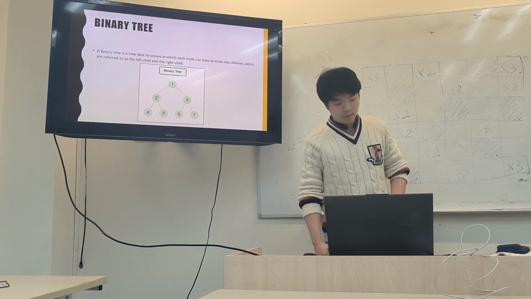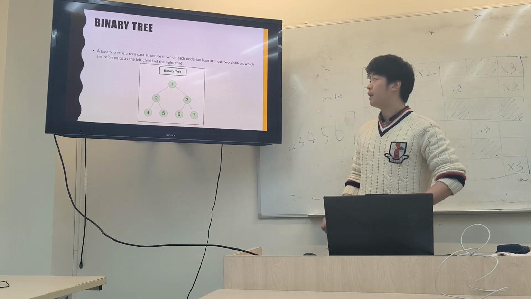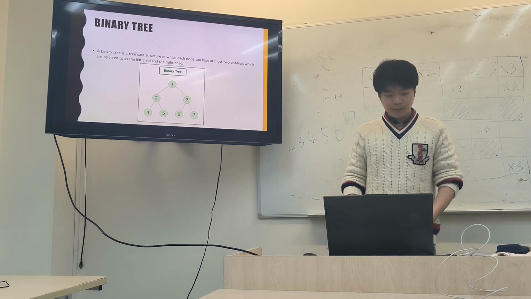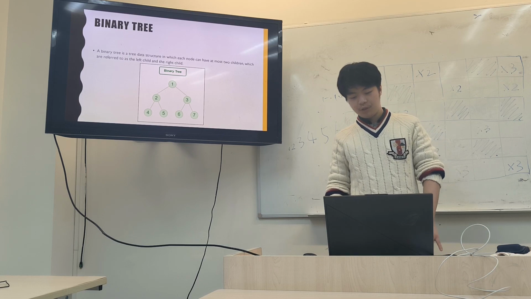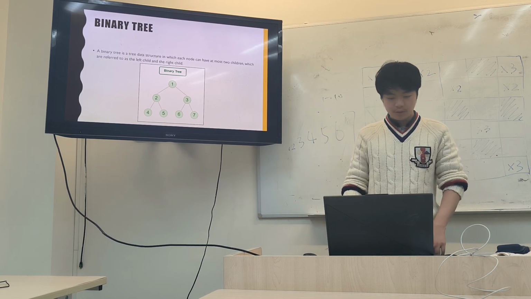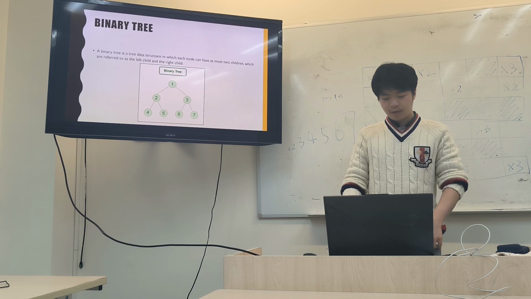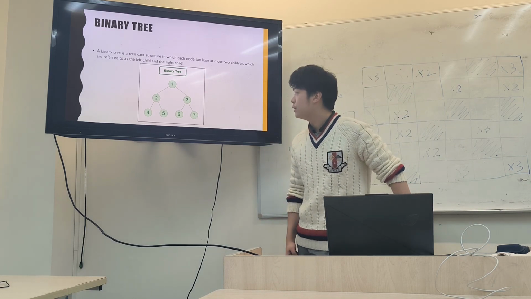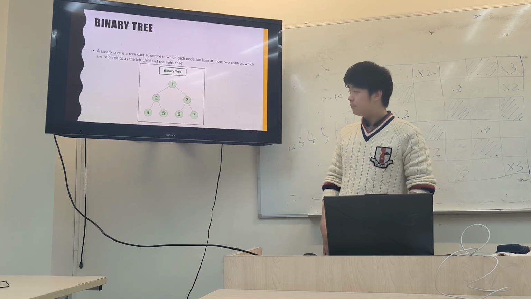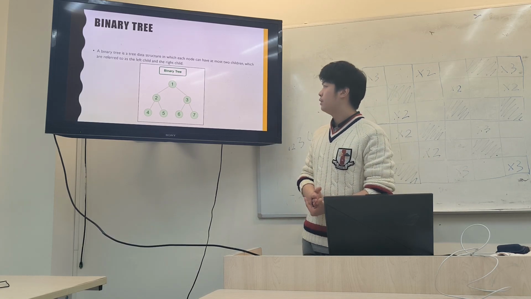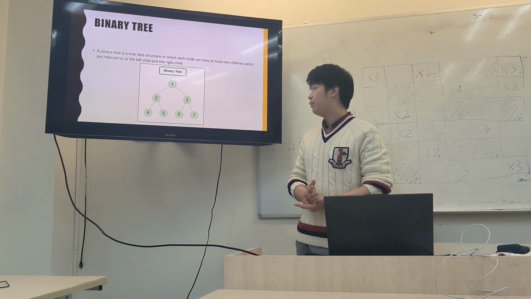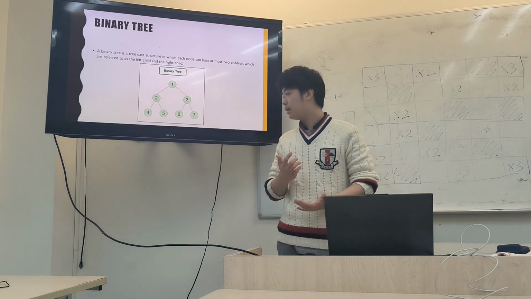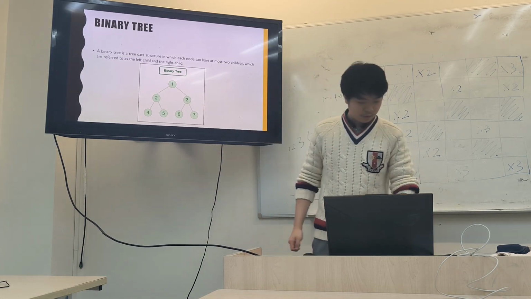Okay. So now we are talking about a special type of tree. It is the binary tree. A binary tree is a tree data structure in which each node can have at most 2 children, which are referred to as the left child and the right child. So this is a graph of a binary tree. You can see that a node can have at most 2 children. For example, node 1 is a root and it has 2 children, 2 and 3.